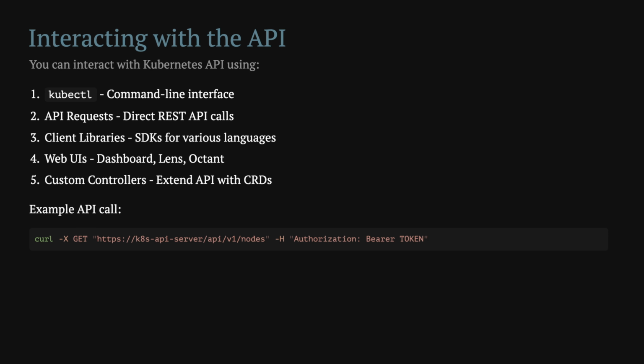Here's an example of an API call using curl. This command retrieves information about the nodes in your cluster.